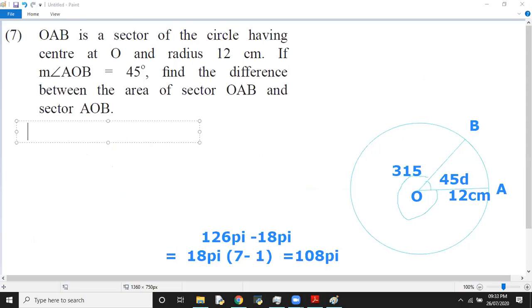Final answer, you will get final answer as 108. Okay, unit is here, square centimeter, right? Square centimeter. Here in centimeter is radius is in centimeter.